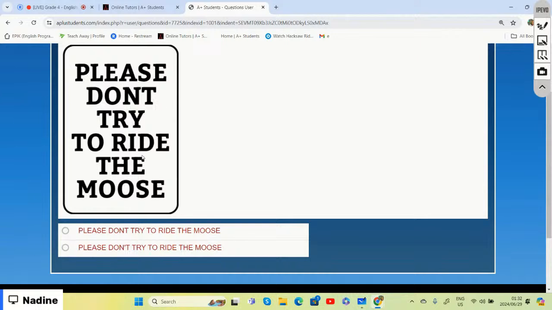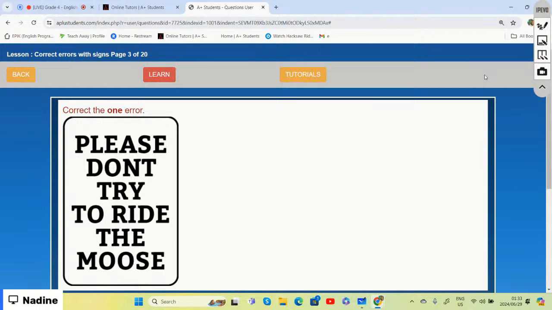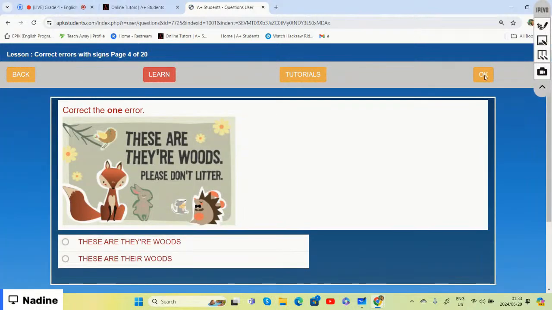All right, and if we were to choose the correct one, we will choose option two because option two has an apostrophe in don't. Unless we said please do not try to ride the moose, but we basically put those two words together so we can say please don't try to ride the moose. So we add our apostrophe over there. So don't, which is option two. No problem.